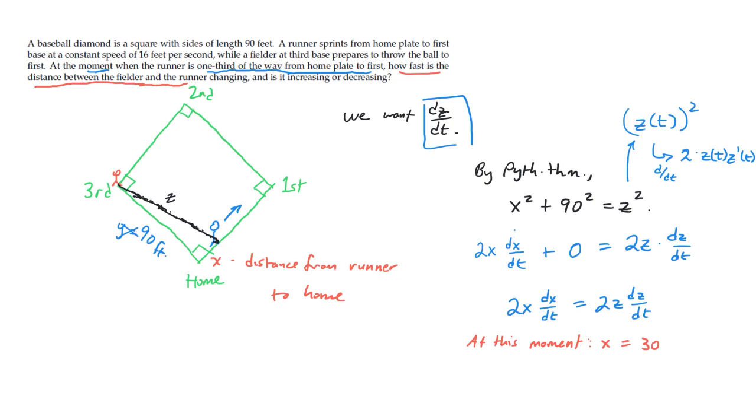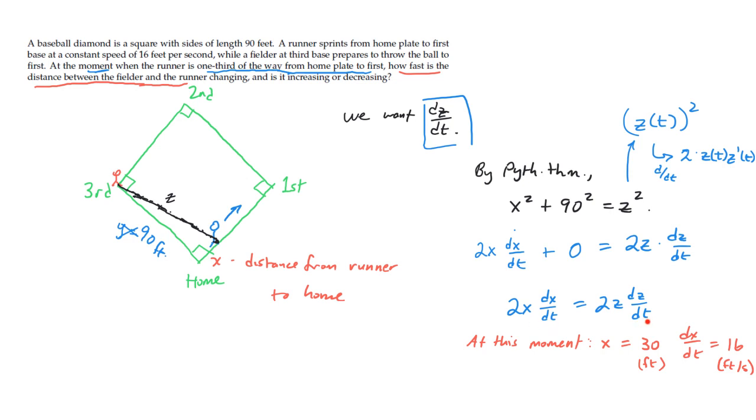And then what about dx/dt? dx/dt we know is a constant. We know that the runner is moving at a constant speed of 16 feet per second. So dx/dt is 16 feet per second. And it's not incorrect to just write x equals 30 and dx/dt equals 16, but it might be helpful for us to keep track of the units here, 16 feet per second, and then 30 feet. So I know both of the quantities on the left-hand side. I know x, I know dx/dt.